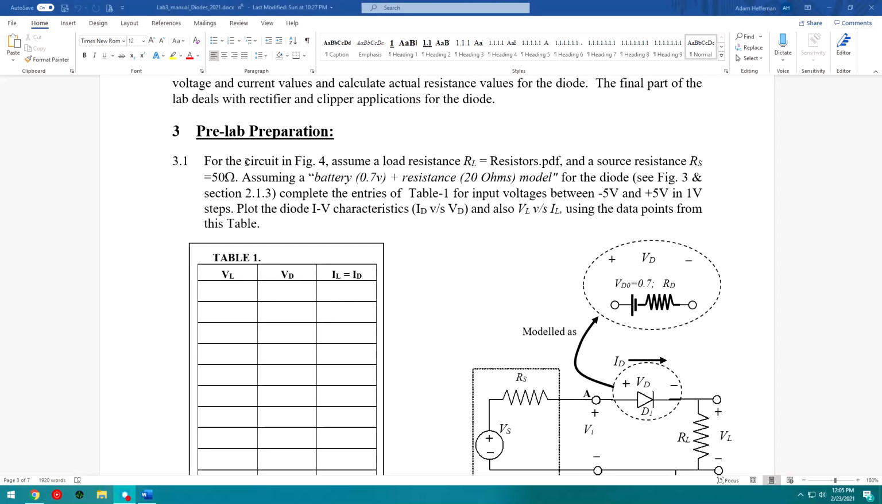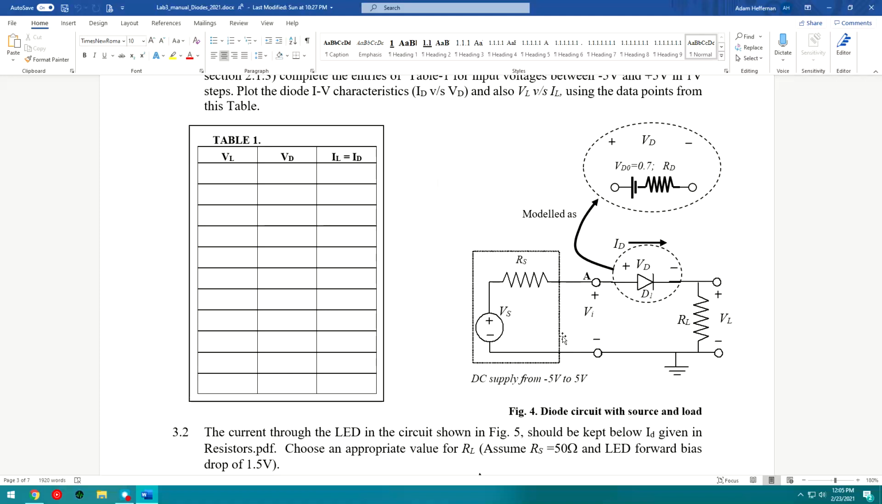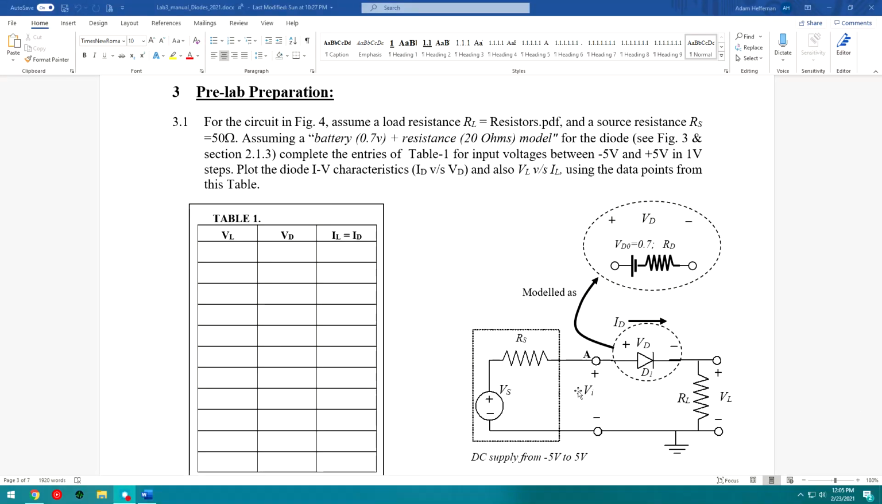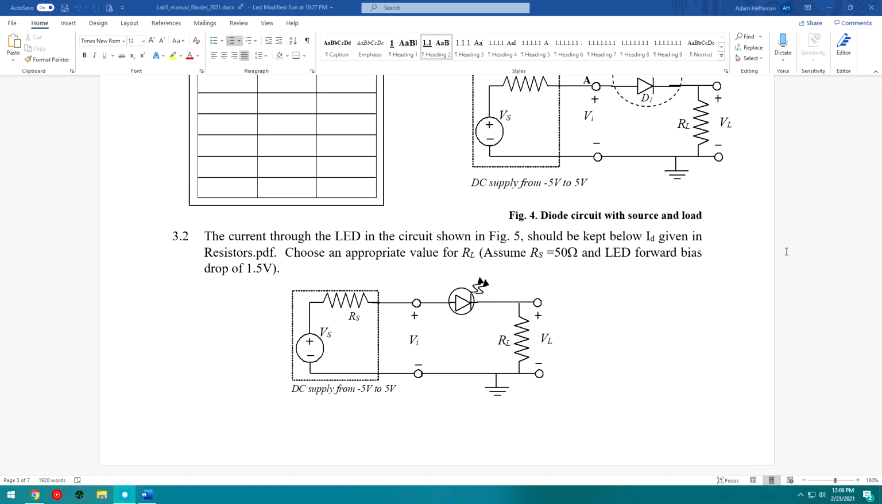So first, for the pre-lab, for 3.1, make sure you're using the RL value given in resistors.pdf. That will give you a different current through your load. On top of that, the voltage drop across the load should be proportional to the RS value here. So if you have a really small load, let's say here, and the 20 ohm resistance here, you're going to drop quite a bit of your input voltage over your source resistance. However, if RL is very large, then you're going to drop most of that voltage over the load and the diode. So just remember that.